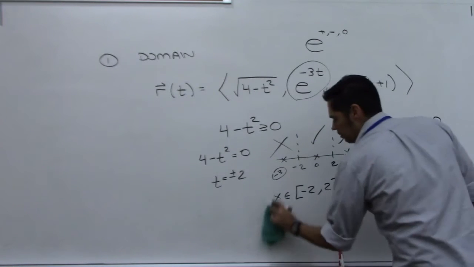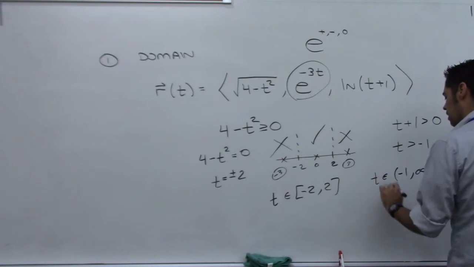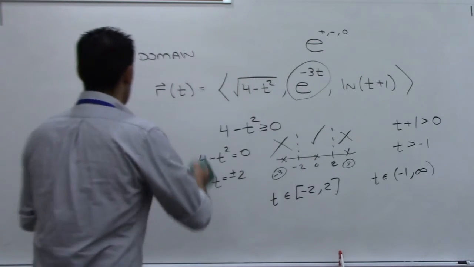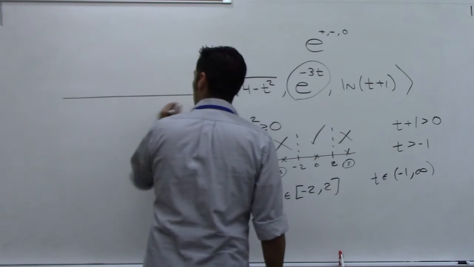Oh, I put x here. Oops, t. T must be an element of that. So what I'm going to try and find now is the intersection of those two sets. I can do this in several ways. I'm just going to draw a number line.